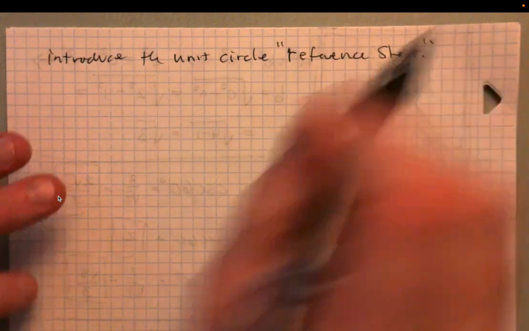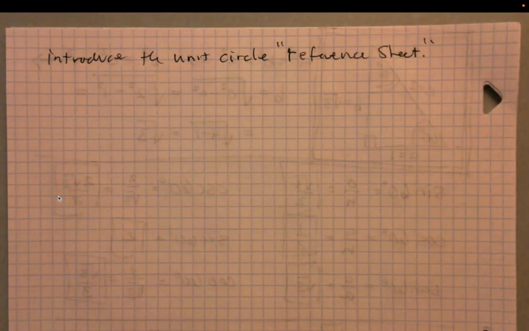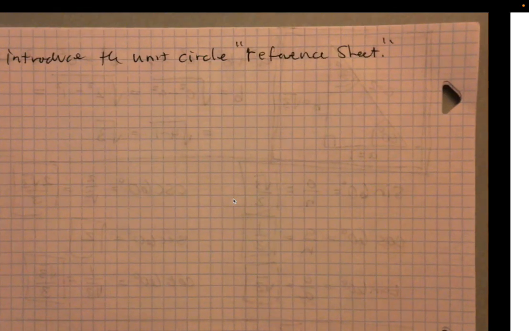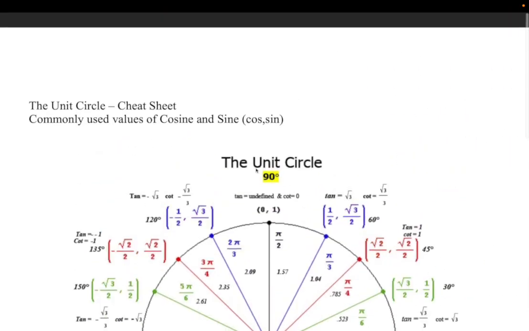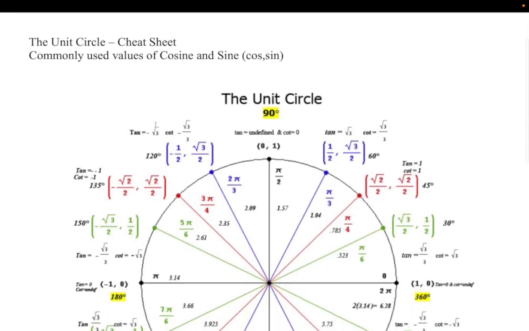Okay, you'll want to use this reference sheet as we go forward. As we start to introduce more and more values and angles and concepts, the reference sheet will be more valuable. But we can start talking about it now. This is the unit circle cheat sheet, or reference sheet, however you want to think about it.